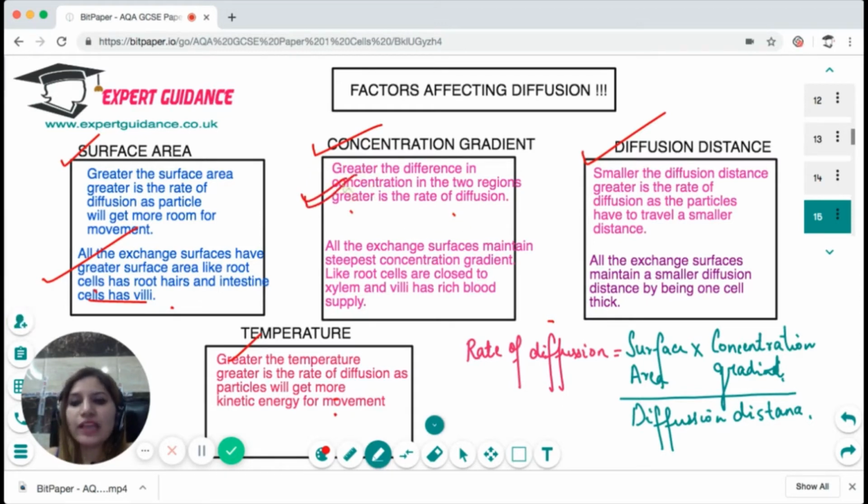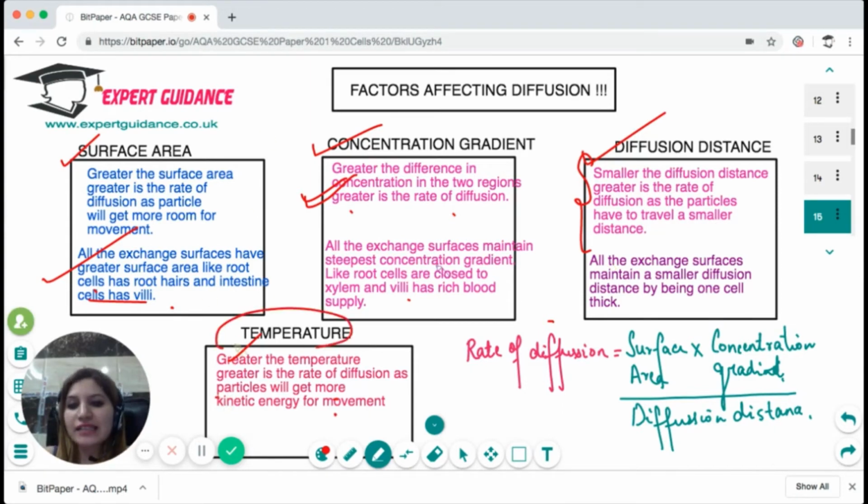So all the exchange surfaces maintain the steepest concentration gradient. How? The root cells are close to the xylem, and the villi have a rich blood supply that maintains the concentration gradient. Now, the diffusion distance has to be smaller for diffusion to take place, because if the particles travel a shorter distance, they will diffuse quickly. So all the exchange surfaces maintain a smaller diffusion distance by being one cell thick. If you see any of the exchange surfaces, it will be one cell thick.